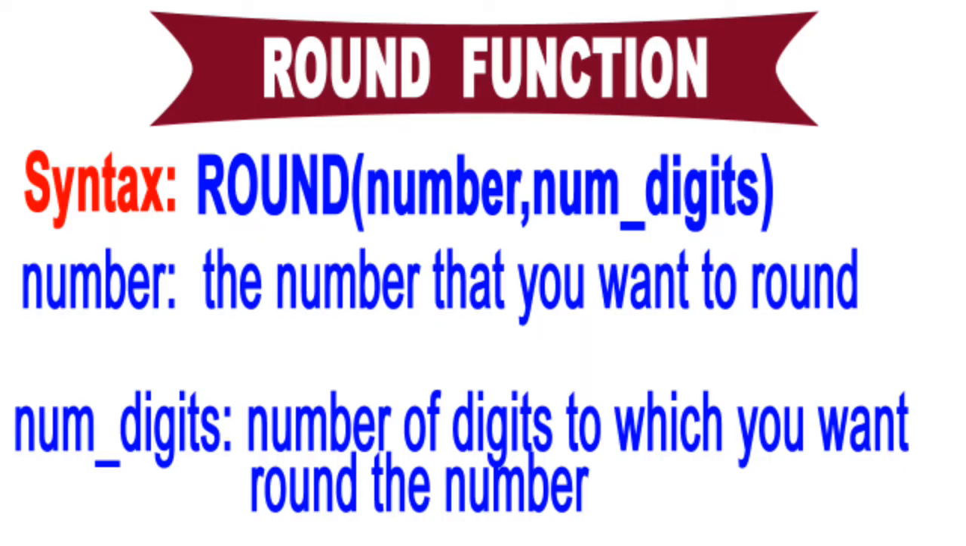The ROUND function can round to the right or left of the decimal point. If the digit to the right of the rounding digit is 0, 1, 2, 3 or 4, it will not change the rounding digit and the number will be rounded down. If the rounding digit is followed by 5, 6, 7, 8 or 9, the rounding digit will be increased by 1 and the number will be rounded up. Return value: a rounded number.